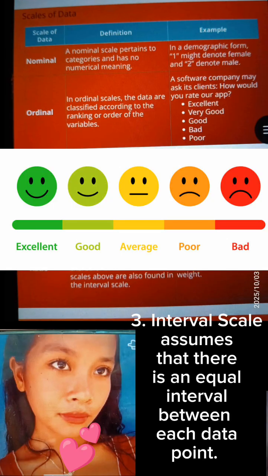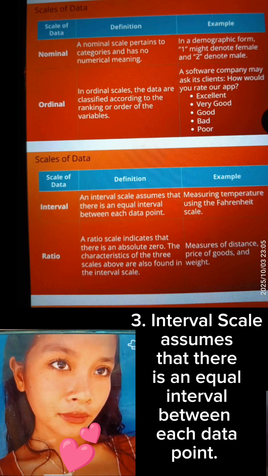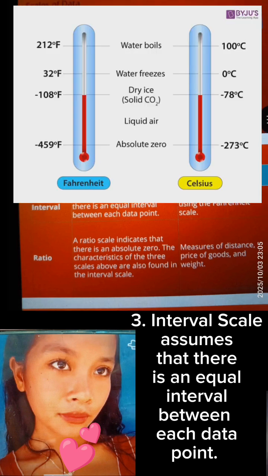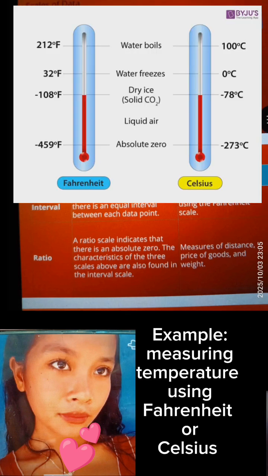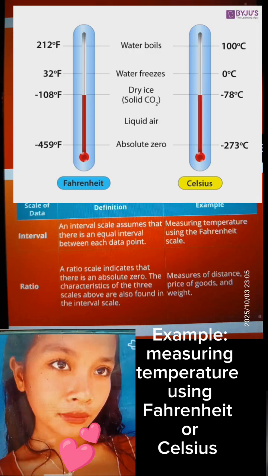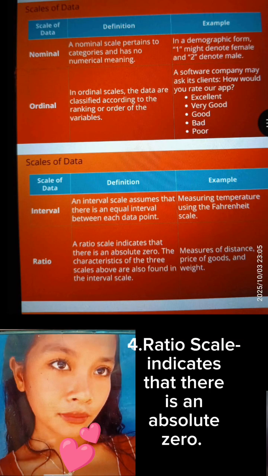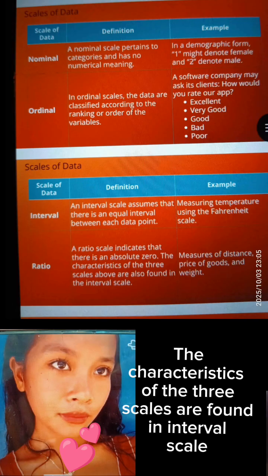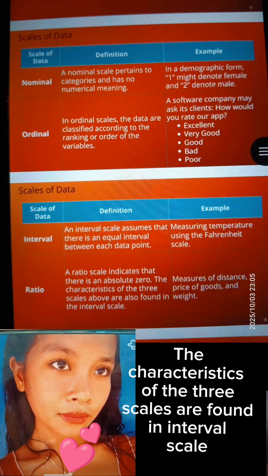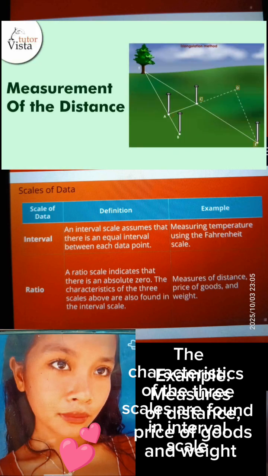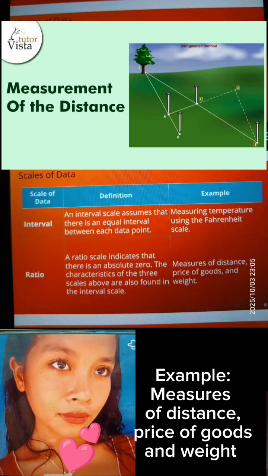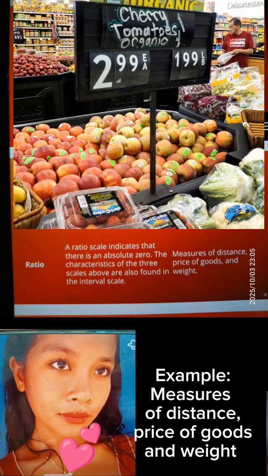Interval. An interval scale assumes that there is an equal interval between each data point. For example, measuring temperature using the Fahrenheit scale. Ratio. A ratio scale indicates that there is an absolute zero. The characteristics of the three scales above are also found in the ratio scale. For example, measures of distance, price of goods, and weight.